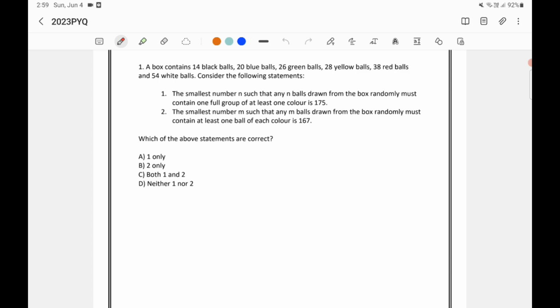So now let us start with the video. So let's take this question first. A box contains 14 black balls, 20 blue balls, 26 green balls, 28 yellow balls, 38 red balls and 54 white balls. Now consider the following statements.